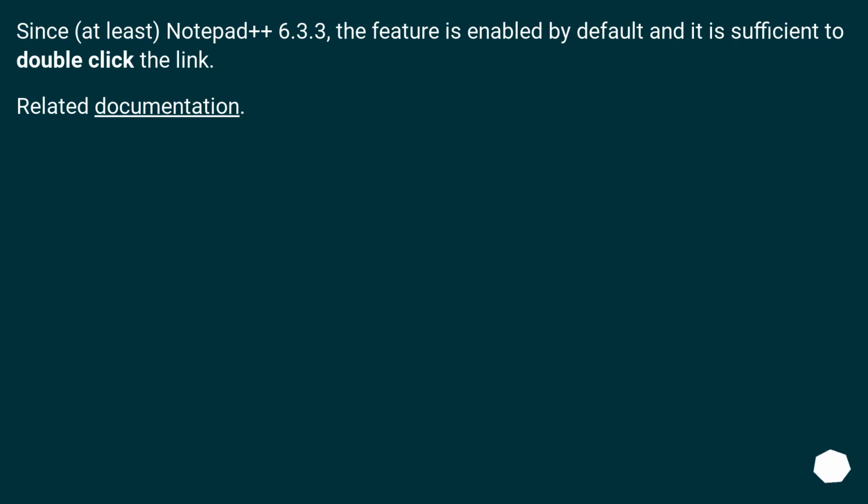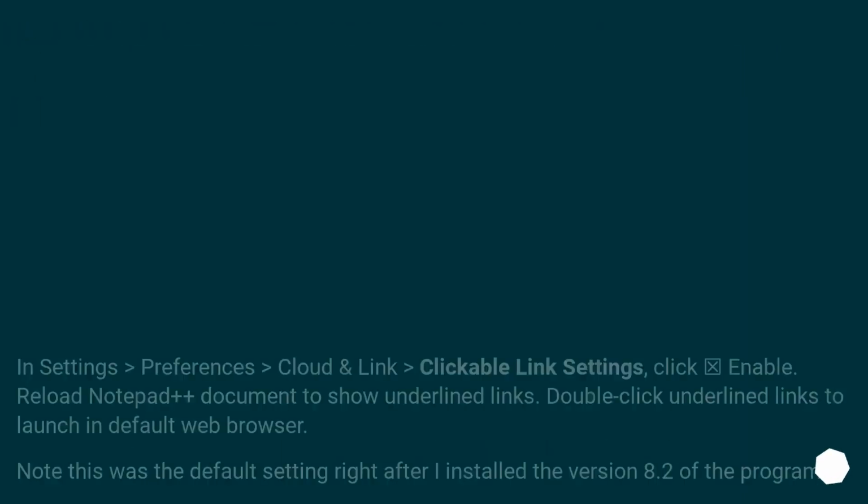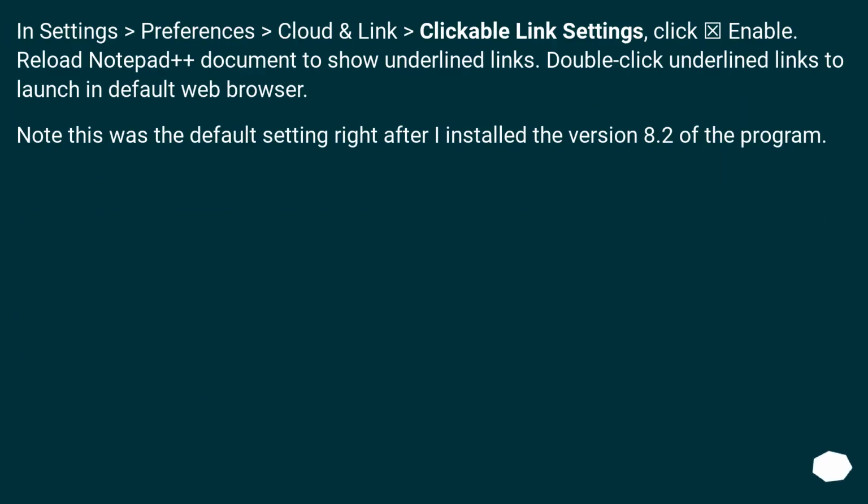Related documentation. In Settings > Preferences > Cloud and Link > Clickable Link Settings, click Enable. Reload the Notepad++ document to show underlined links. Double-click underlined links to launch them in your default web browser. Note this was the default setting right after I installed version 8.2 of the program.